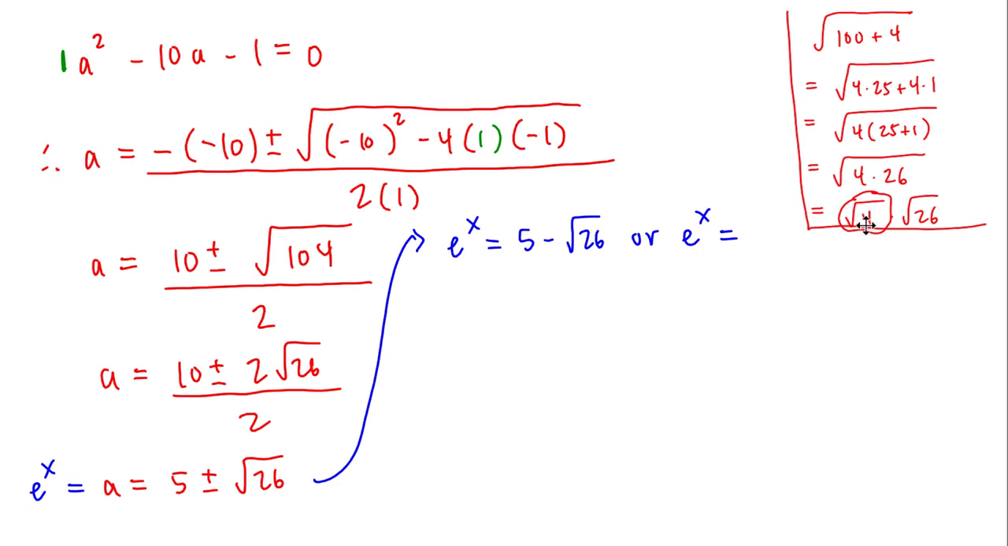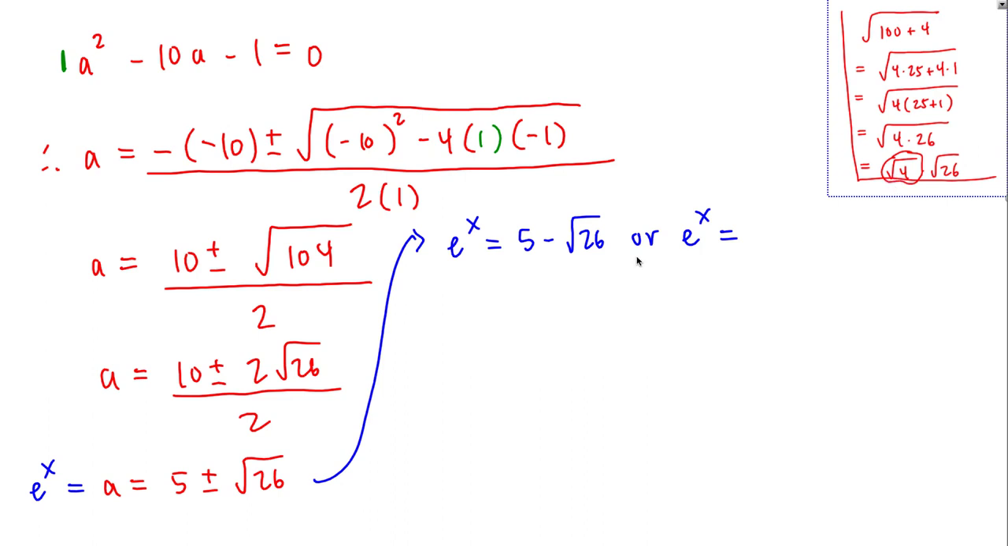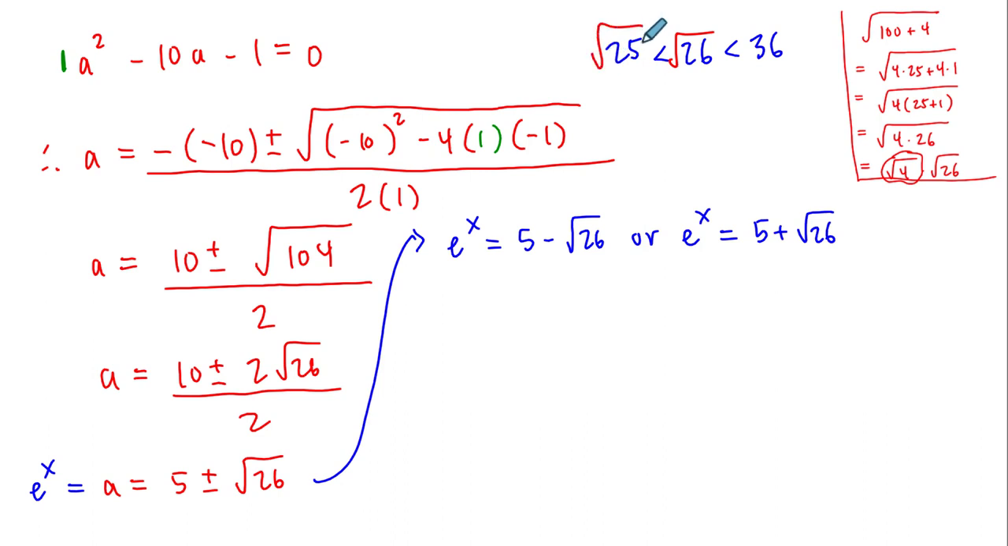And if we keep in mind that e to the x is a base raised to an exponent, we end up getting that e to the x is a power. And we know that powers must be positive. We can also say that 26 lies between two perfect squares of 25 and 36. And so the square root of 26 will lie between the square roots of 25 and 36. In other words, the square root of 26 lies somewhere between 5 and 6. In other words, the square root of 26 is 5 point something.